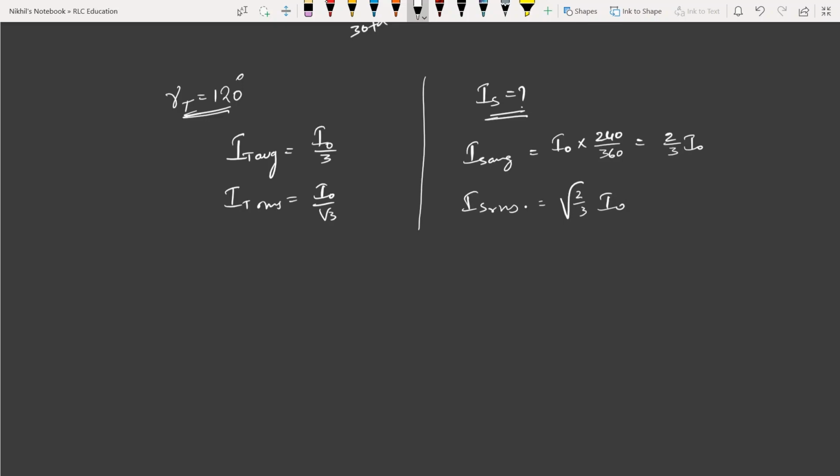Another important data is the distortion factor for this kind of converter. By applying Fourier analysis, we find the distortion factor will be something like 3 by pi. If you want to find the input power factor, then you need the displacement factor. The displacement factor will be cos alpha into 3 by pi. So this will be the input power factor and distortion factor formulas.